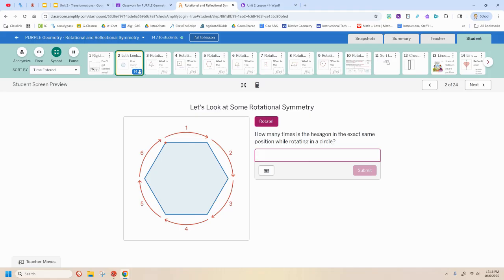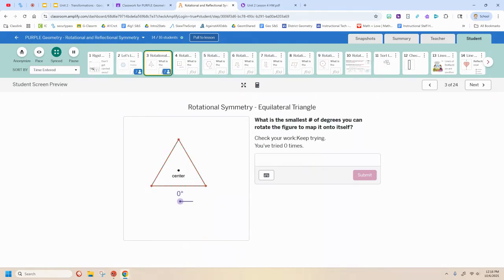I'm going to take you to the next slide. All right. What do you guys think for this equilateral triangle? You should be able to drag this little dot. Okay, how many degrees do you have to rotate it to get it to land on top of itself? And that's called mapping onto. 360. So 360 can definitely do it, but what is the shortest? It's every 120.